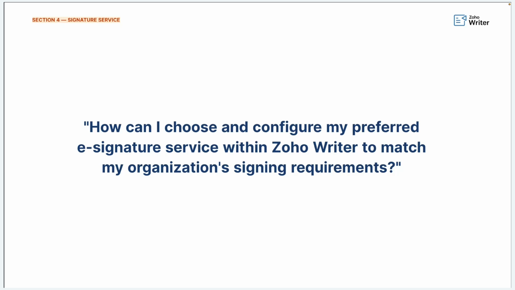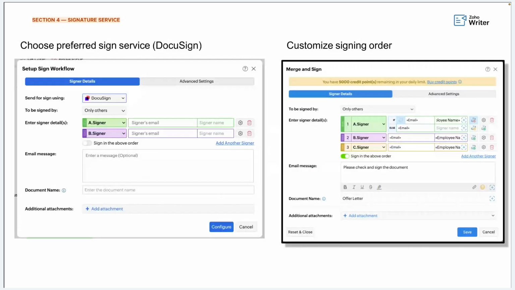So, how can I choose and configure my preferred e-signature service within Zoho Writer to match my organization's signing requirements? Well, Writer gives you the flexibility to choose between Zoho Sign and DocuSign. So, if your organization already has a preferred provider, you're not forced to switch. You can configure it once and it plugs right into your existing signing workflow.